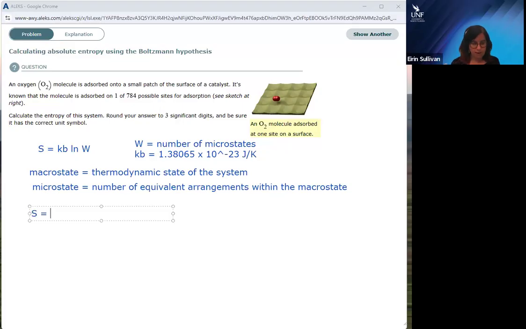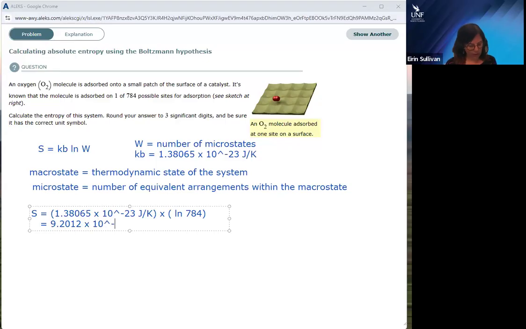So S equals Kb, so 1.38065 times 10 to the power of minus 23 joules per Kelvin times the natural log of 784. So you may need to get creative with the parentheses here. Whatever your calculator wants, you must appease the calculator. So I get S equals 9.2012-ish times 10 to the power of minus 23 joules per Kelvin. And we are asked for three significant digits, so 9.20 is absolutely fine and dandy.